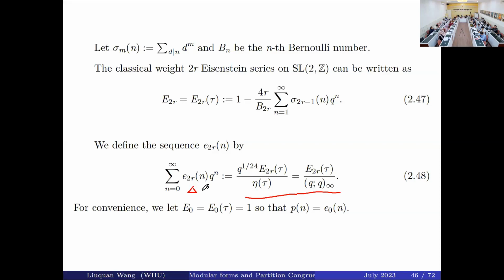For convenience, we define E_0 to be the function 1, so that p(n), the partition function, just equals E_0(n). So this function can be regarded as an extension of the partition function, because when you change r, you will get some other integer sequences.